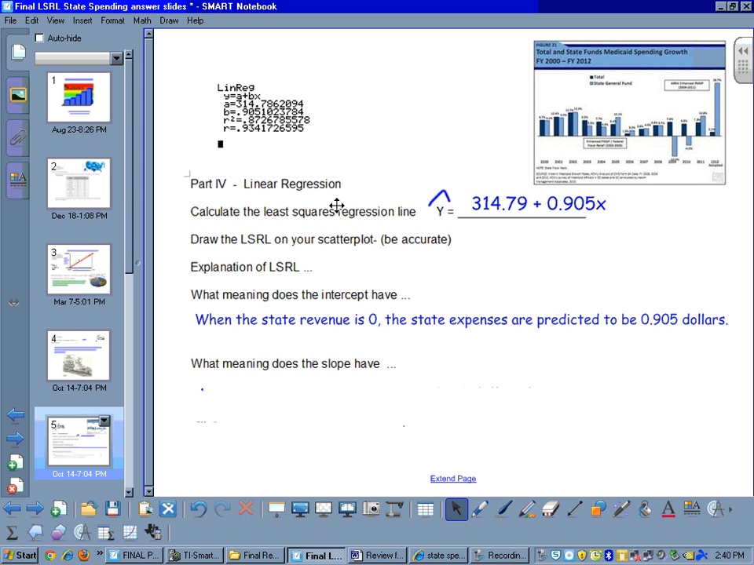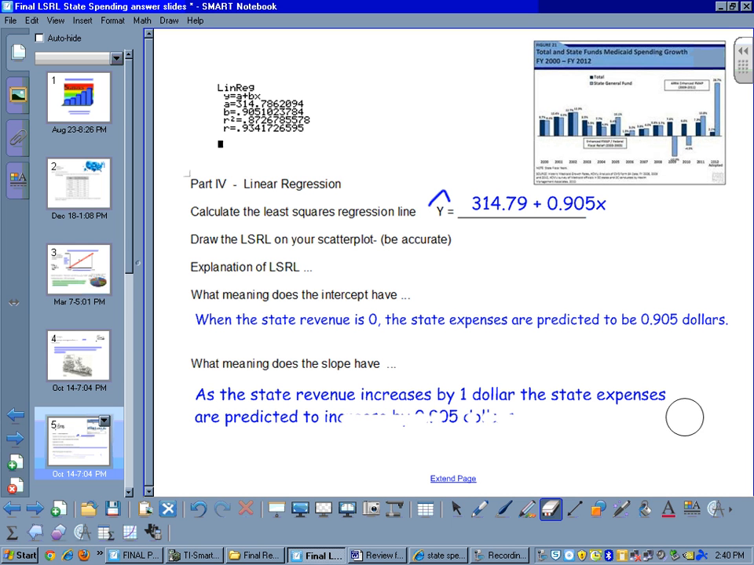The slope, what does that mean? If the state revenue increases by $1, the state expenses are predicted to increase by $0.905. Please make sure you're using this word predicted. That is something that I did not remember to emphasize in class. So these are predicted values because this is the least squares regression line.